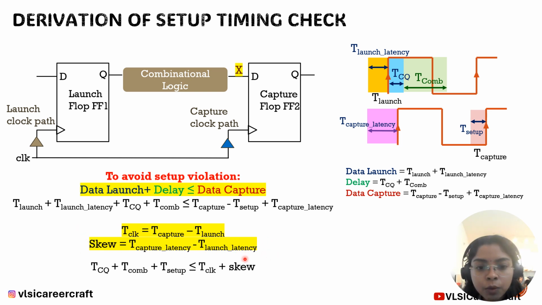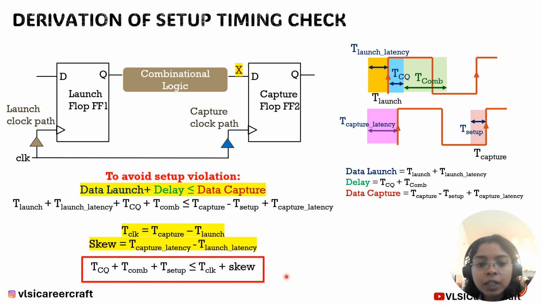So what is the equation now? The final equation of setup time is T clock to Q plus T combinational plus T setup should be less than or equal to clock period plus clock skew. Often this equation is used to calculate the minimum clock period at which the design can work without any errors.